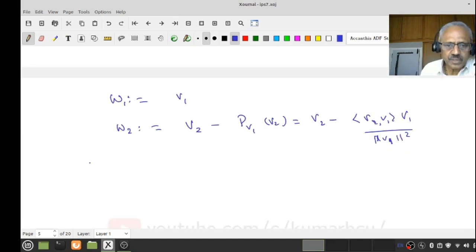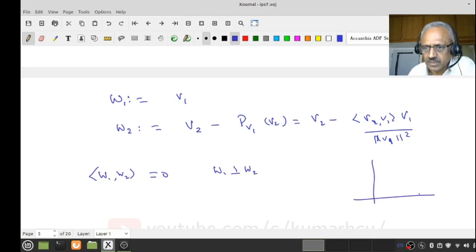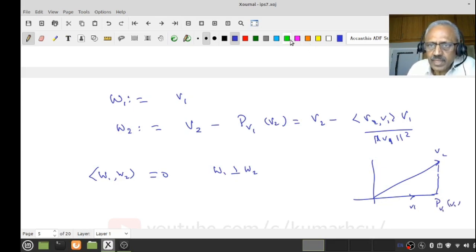And what we found was that W1 and W2 are orthogonal to each other, perpendicular to each other. Therefore, in this picture, this is my V1, this is my V2, this is my P V1 of V2, and this object, okay, this is your W2. And remember, V1 is the same as W1. The picture shows they are orthogonal.